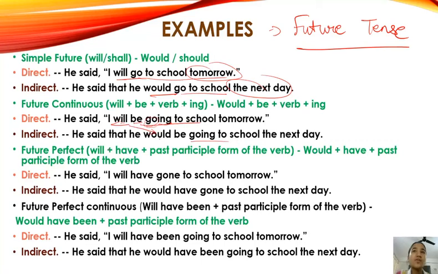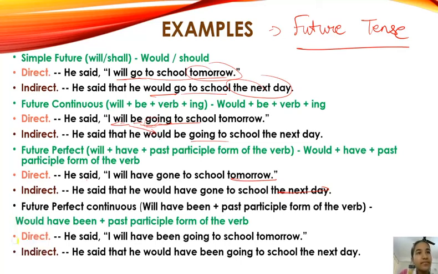Next, future perfect: will plus have plus past participle form of the verb. Would plus have plus past participle form of the verb. He said, "I will have gone to school tomorrow." He said that he would have gone to school the next day. Tomorrow to next day, do not worry.